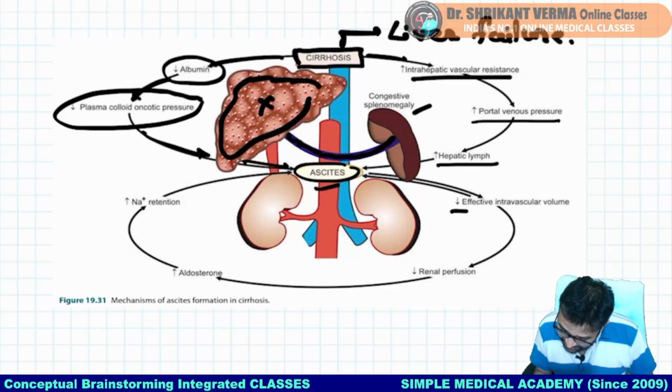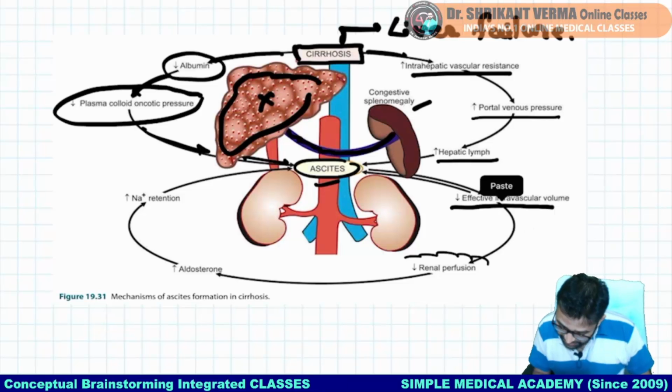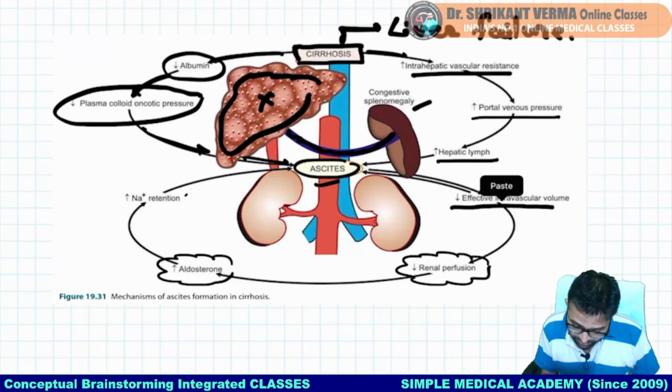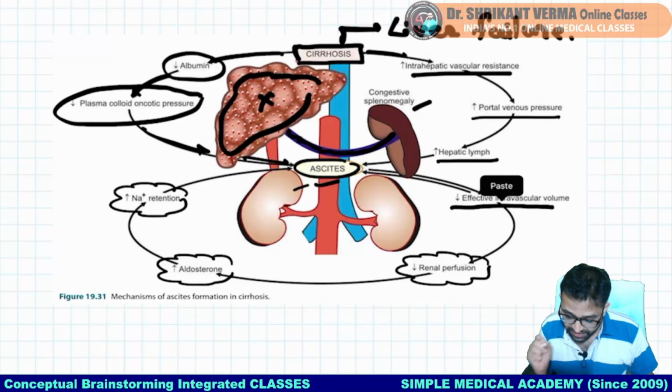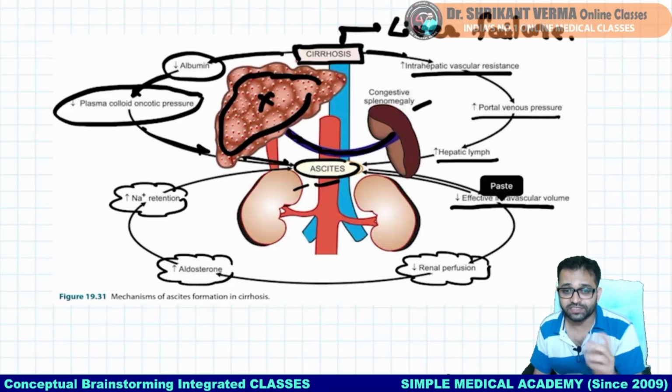Due to all this, there is a decrease in effective intravascular volume. इस कारण किडनी में ब्लड सप्लाई कम हो जाती है. So there is more and more aldosterone secretion, so sodium and water retention, इसलिए भी ascites देखने के लिए मिलेगा. Also all over the body there will be fluid accumulation, that is our generalized edema.